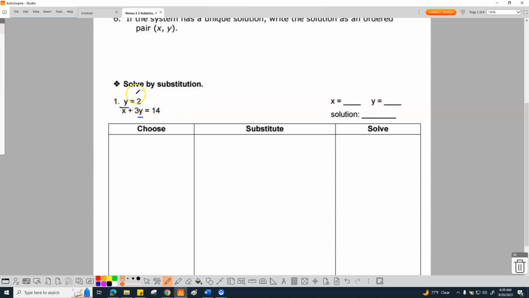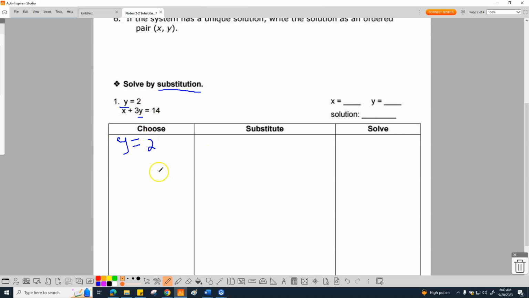What we can do is we can literally substitute. That means exchange, that means replace, interchangeable. That's what's going to happen. So what I'm going to do right now is say the one we're going to insert into another equation is this one. I'm going to choose y equals 2 to substitute, to insert. Y equals 2 to insert.